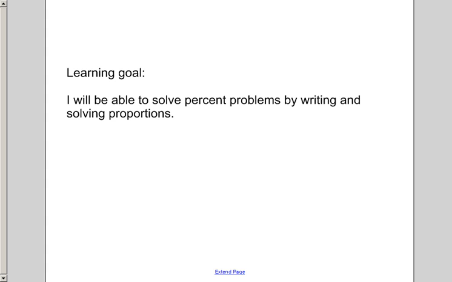Today, our learning goal, you should be able to say, I will be able to solve percent problems by writing and solving proportions. Now, you've already been working with proportions and setting up ratios and rates as proportions. And now we're just going to throw in percents, which can be represented as ratios. So here we go.